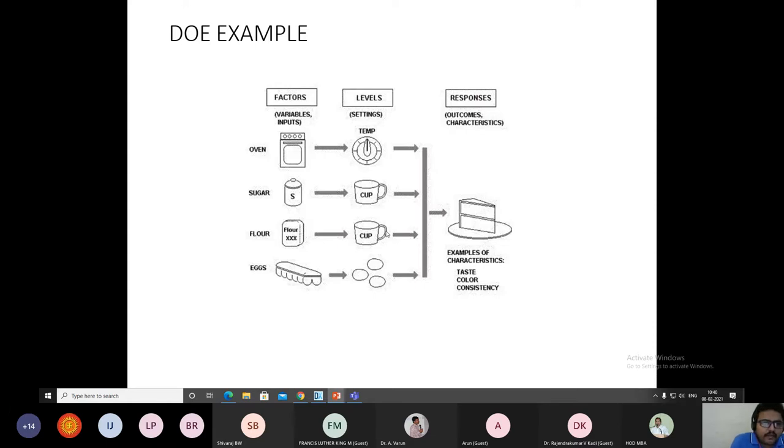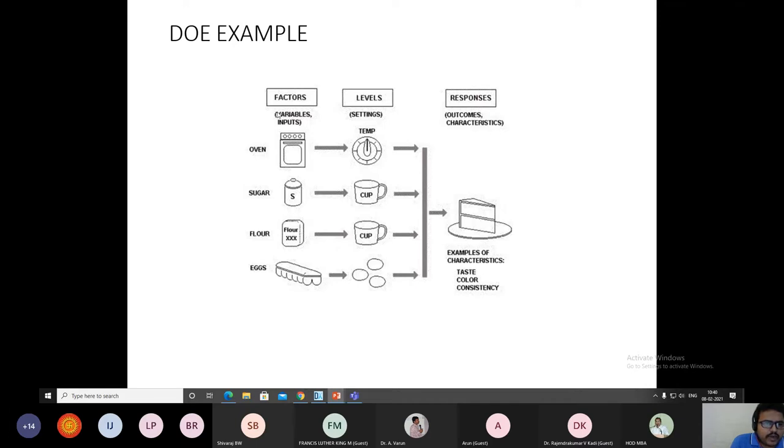So what are the factors generally? What are the levels and what are the responses generally we call? Okay, responses is nothing but the output or the outcome. Factors are nothing but the inputs, right? Levels are nothing but the ranges, either low level, high level, or medium level. So here you see a simple example.